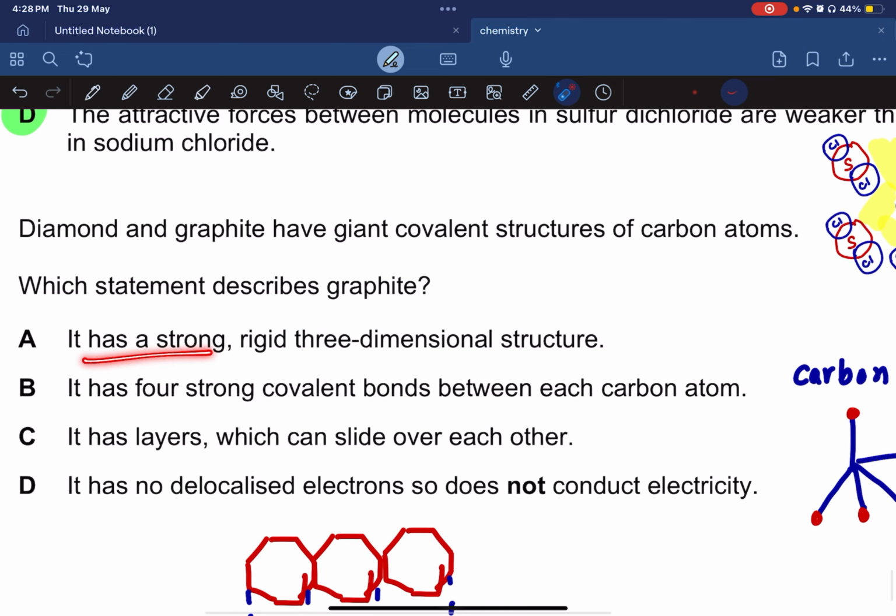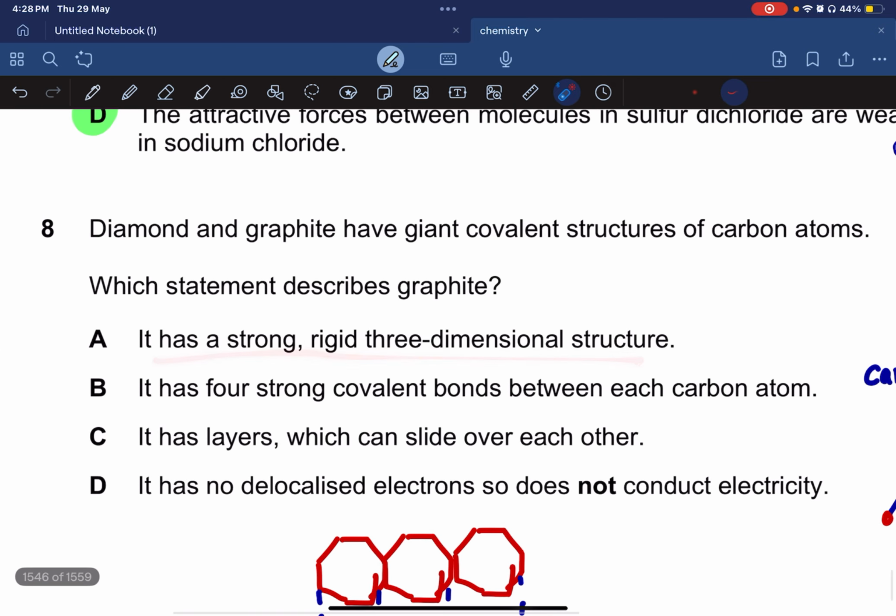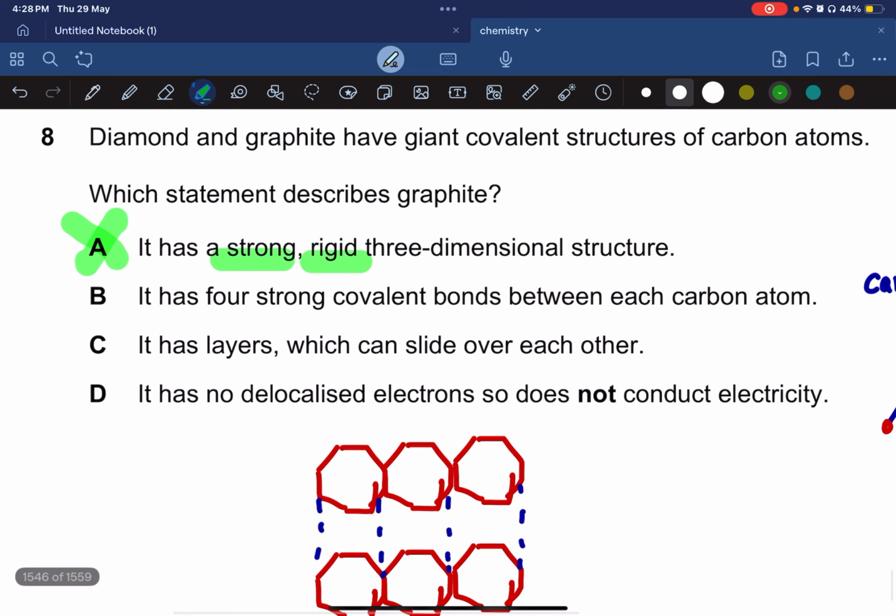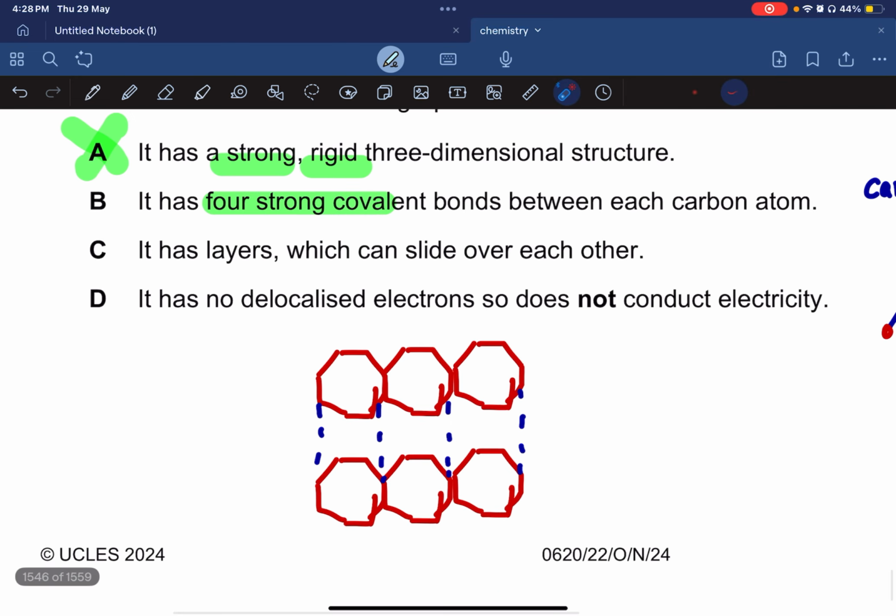Okay, it has a strong, rigid, three-dimensional structure. That's incorrect. Firstly, it's not strong and rigid. Rather, it's a good lubricant. The layers can slide over each other. Option B, it has 4 strong covalent bonds between each carbon atom. That's extremely incorrect. Each carbon atom in graphite is just bonded to 3 other carbon atoms.